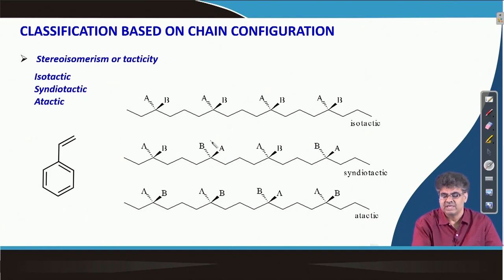So, if every carbon atom has the same asymmetric arrangement, then it is isotactic, and then we call it syndiotactic if it alternates, and if it is randomly arranged, we have atactic conformation, atactic polymers.